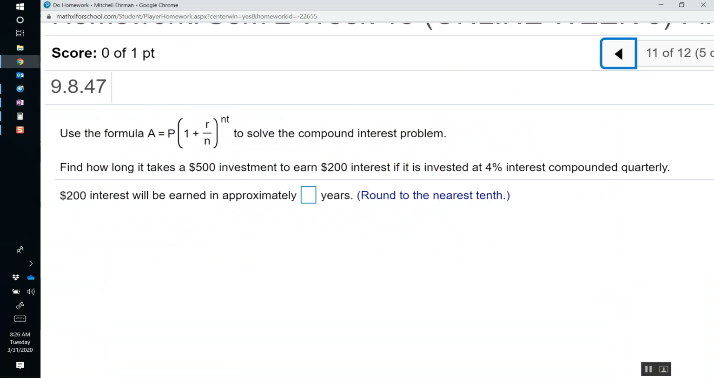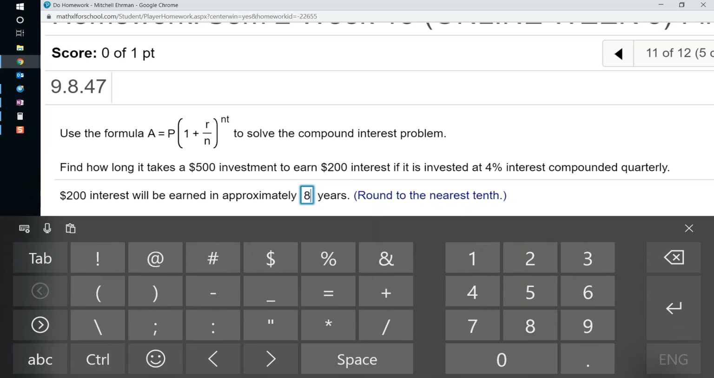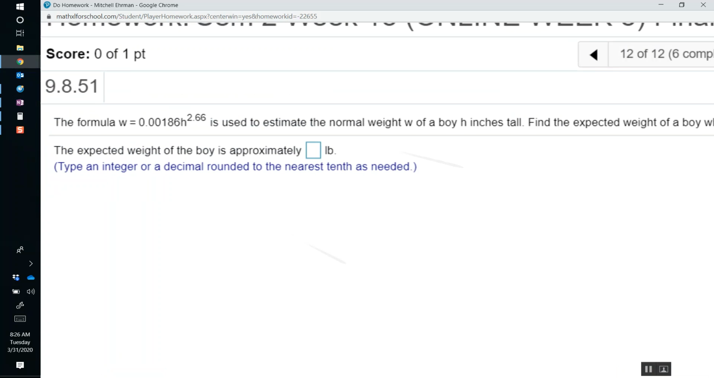So I'm very confident, now that I've done this problem twice, that if I had $500 and I wanted to increase by $200, it's going to take about 8.5 years to do so at this 4% interest. And the calculator and MathXL appreciate that result too. Moving on, last one.